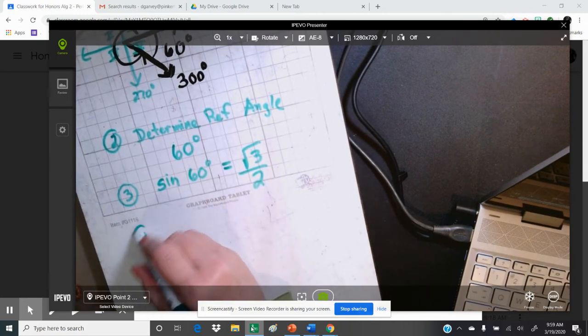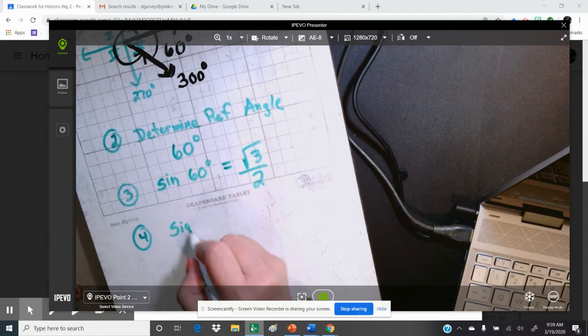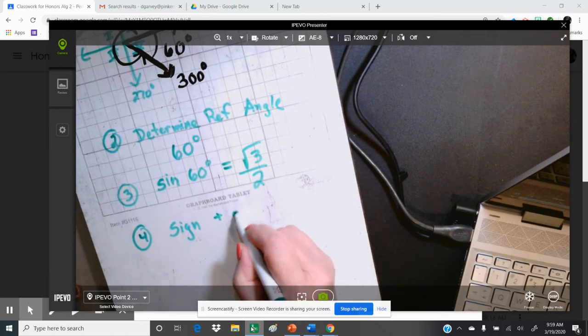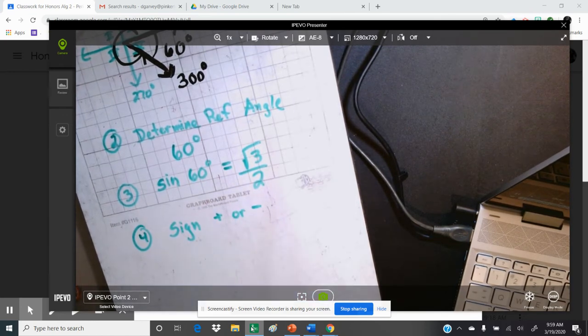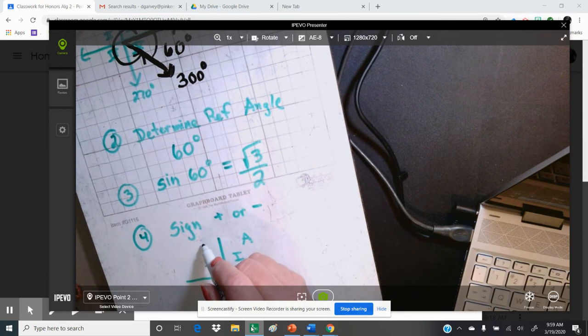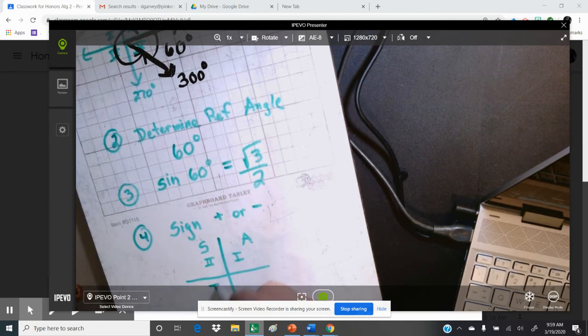So now that we know that the sine of 60 degrees is the square root of 3 over 2, the last step is to determine the sign. Is it positive or negative? If you remember from when we did our unit circle, it depends on what quadrant you're in. Anything in quadrant 1, all are positive. In quadrant 2, only the sine is positive. In quadrant 3, only the tangent is positive. And in quadrant 4, only the cosine is positive.